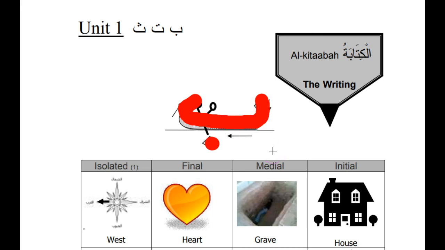Now, ba, as any other letter in Arabic, has a shape when it's initially, when it's on the beginning of a word, when it's in the middle of a word, medial, and when it's final, when it's at the end of a word, and when it's isolated. Why? Because in Arabic, the letters are joined together, except those letters that do not accept the joining. We will see some of them later on. But in general, letters are joined together, yeah? So we need to learn how to identify them inside or within a word.